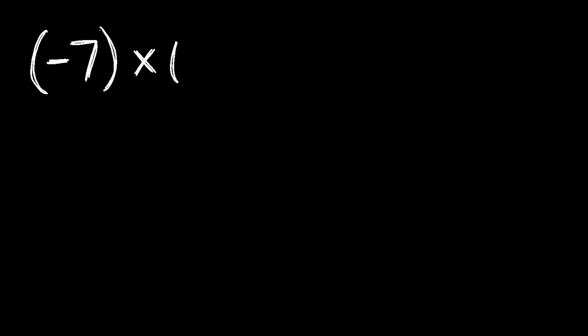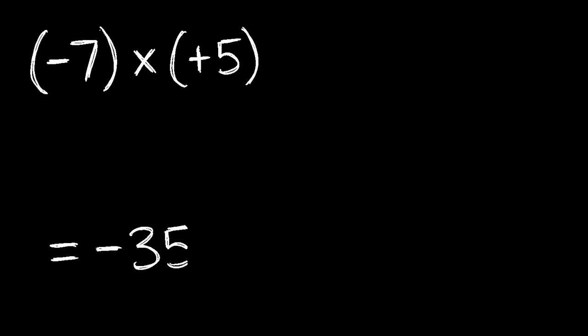Here's another. Negative 7 times positive 5. Different signs, so the answer is negative. 7 times 5 is 35, so the answer is negative 35.